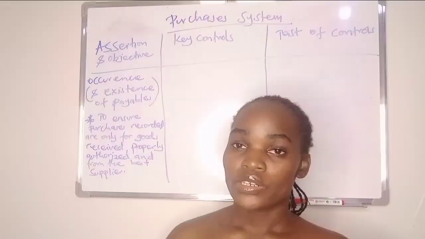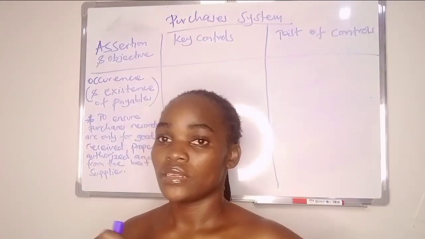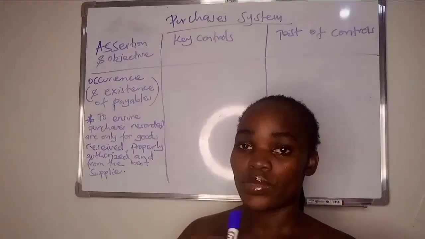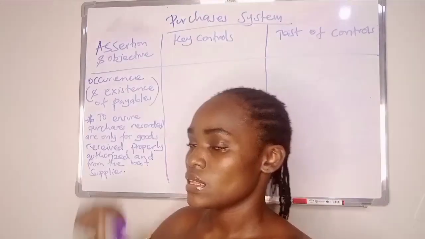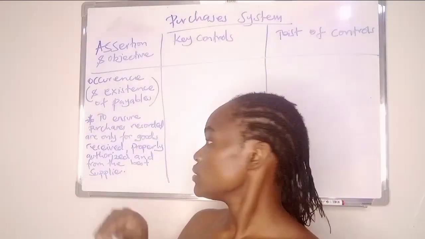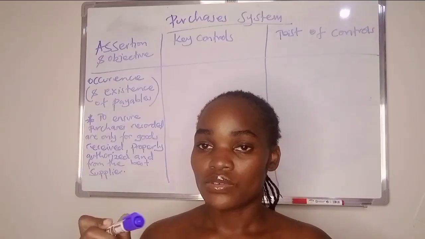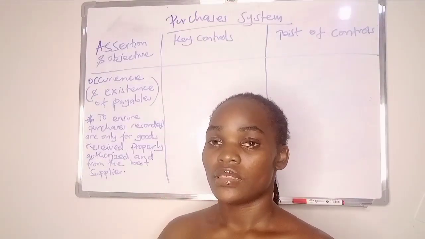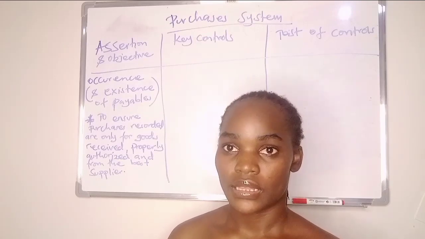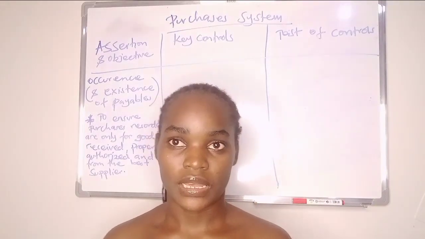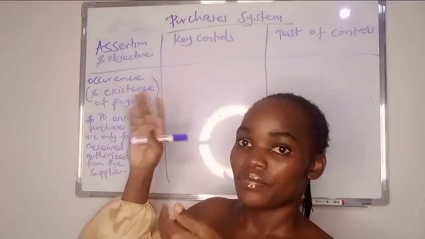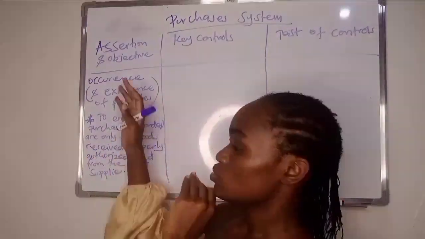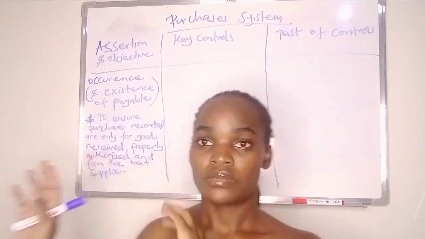And then to make sure that those purchases were properly authorized and they are from the best suppliers. That's the objective for occurrence: to make sure that the purchases recorded are only for goods that were received, that they were properly authorized, and that they are from the best suppliers. So what are the controls that management can come up with to achieve this objective?